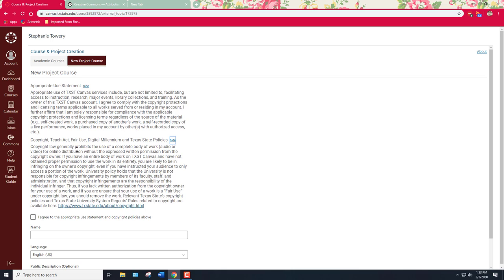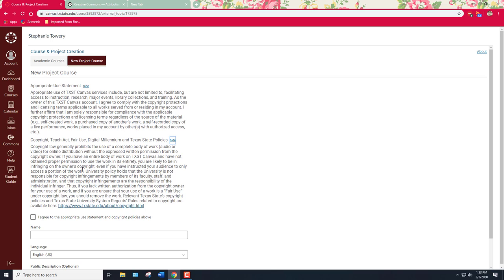Copyright law generally prohibits the use of a complete body of work for online distribution without express written permission from the copyright owner. This means that you're going to need permission or licensing if you are uploading, say, a complete movie or song. There are exceptions to that, and you don't always have to have written permission. So if you have questions about that, I encourage you to reach out to me.